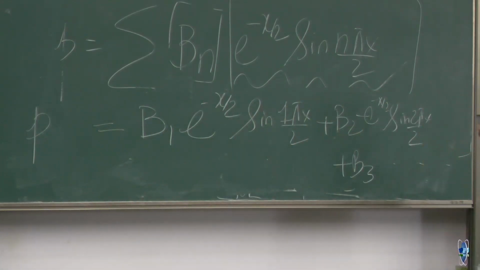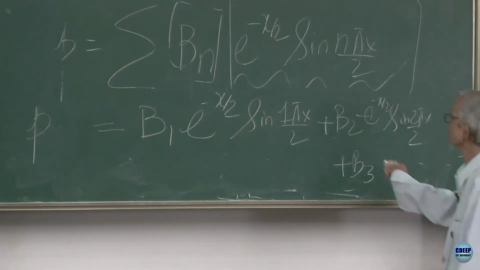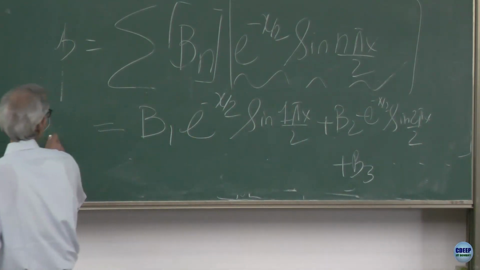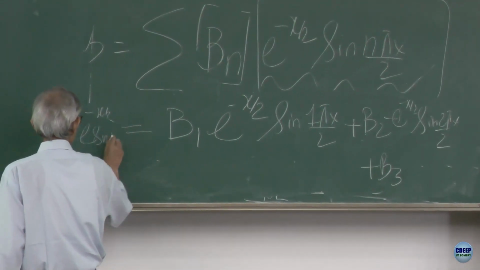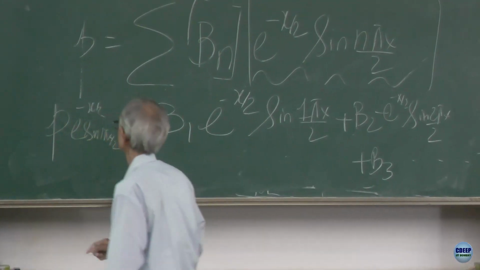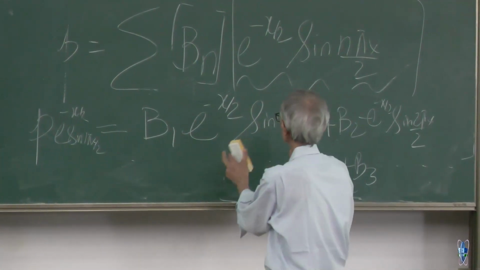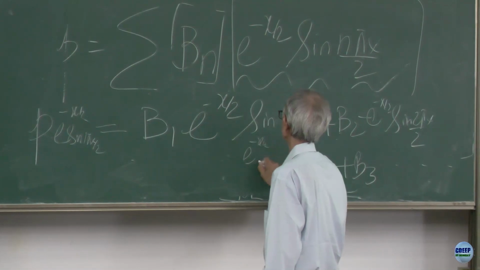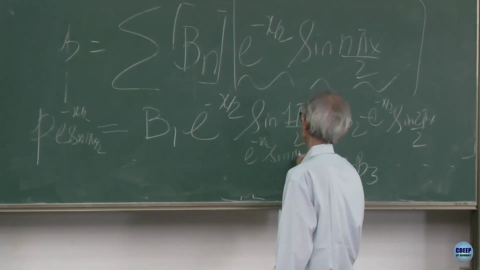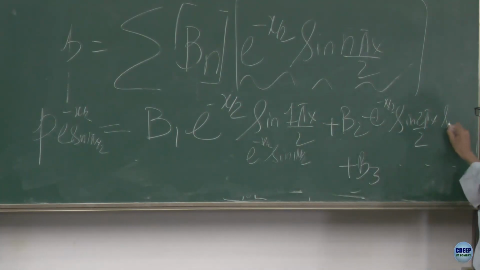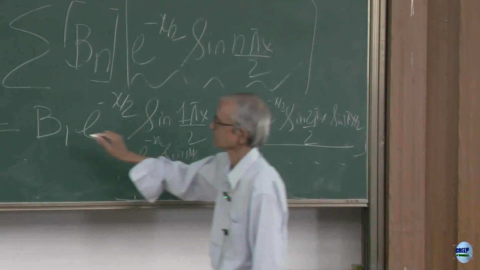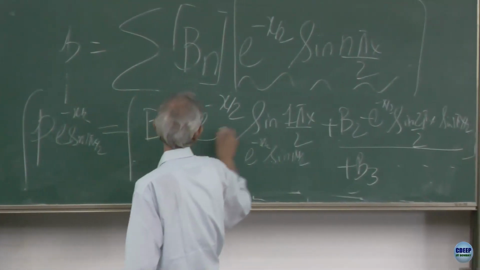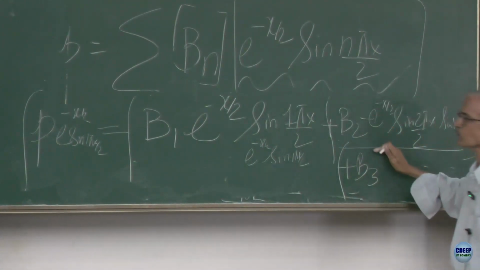And what is the meaning of orthogonality? If I'm going to multiply both sides with e to the minus x by 2 sine of whatever, 1 pi x by 2, for example. I multiplied both sides with e to the power of minus x by 2 sine 1 pi x by 2. Multiply this with sine 1 pi. What happens to this term when I integrate this? What happens to all these terms?